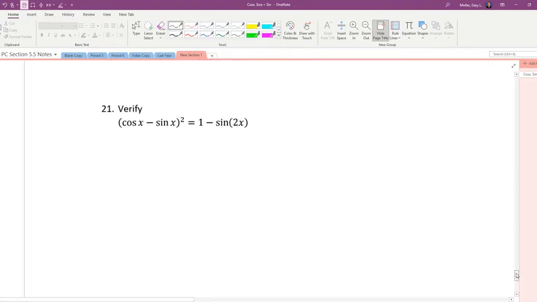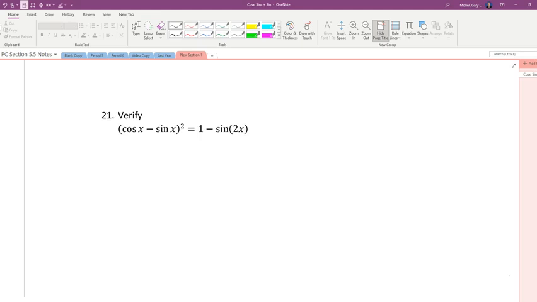And finally, the last one, just another verify question. So I think here we don't want to fall for the trick, right? We don't just square each piece because this is a binomial being squared. So we have to use either FOIL or a shortcut. So this becomes cosine squared x minus 2 sine x cosine x, and then plus sine squared x.